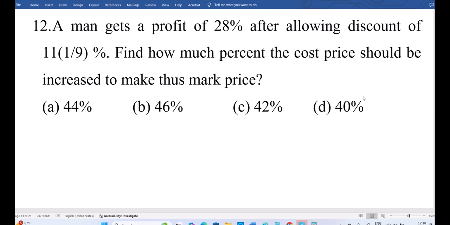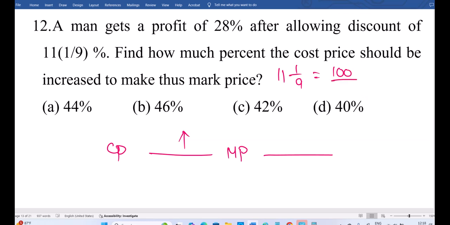A man gets a profit of 28% after allowing a discount of 11 1/9%. Find how much percent the cost price should be increased to make that mark price. See, similar to the previous question, cost price increased. How much percentage increase? After giving 11 1/9% discount, 11 1/9 means 100/9%. It's nothing but 1/9 you are decreasing. You are removing the 1/9th part.